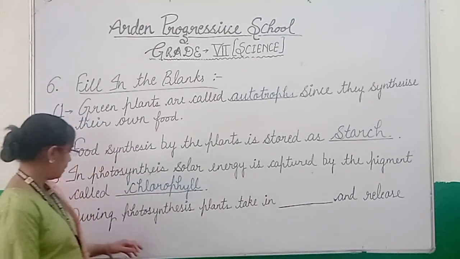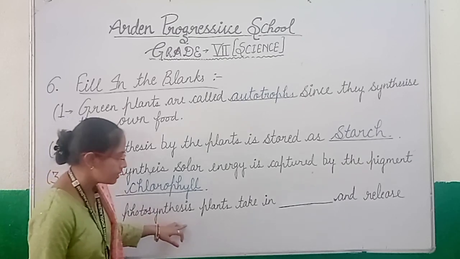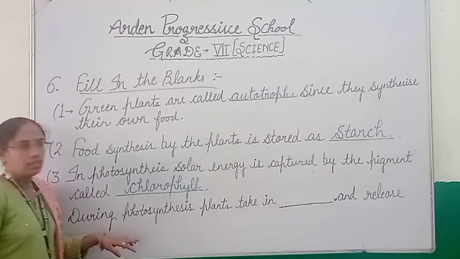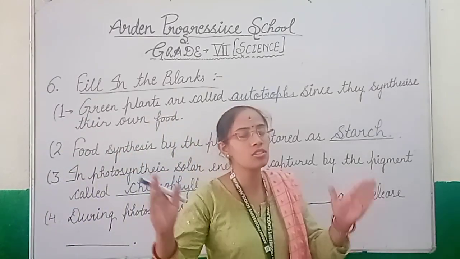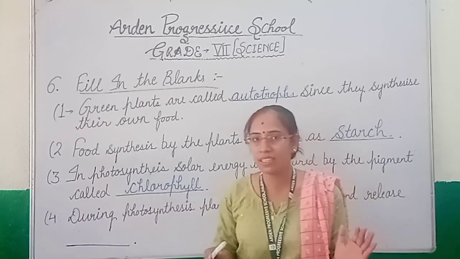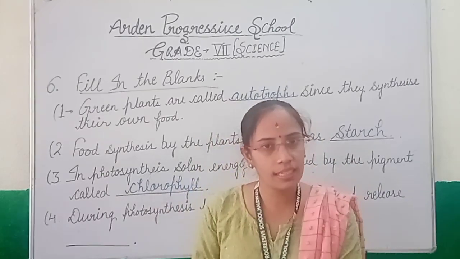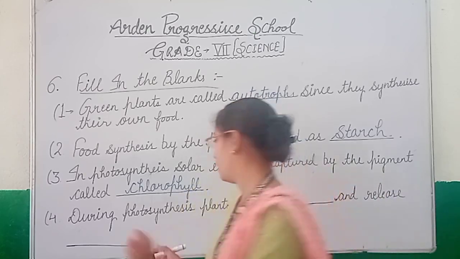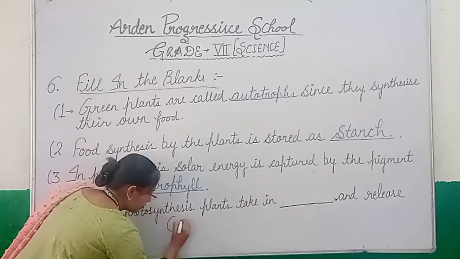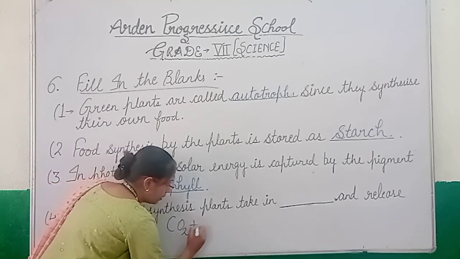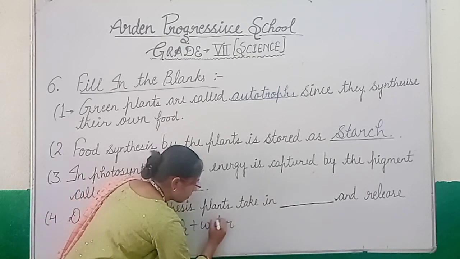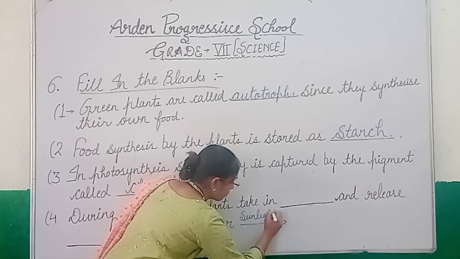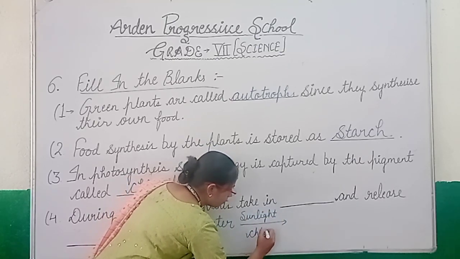Now, the fourth fill in the blank says, during the photosynthesis, plants take in dash and release dash. Students, please recall the process of photosynthesis in which the plants take carbon dioxide and water and make their food in the presence of sunlight and chlorophyll.